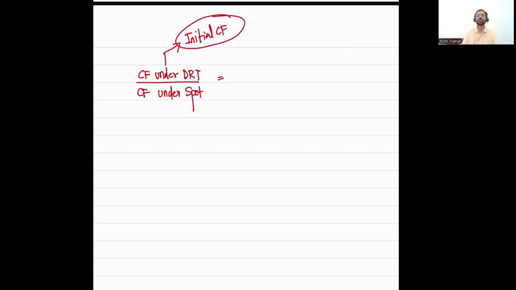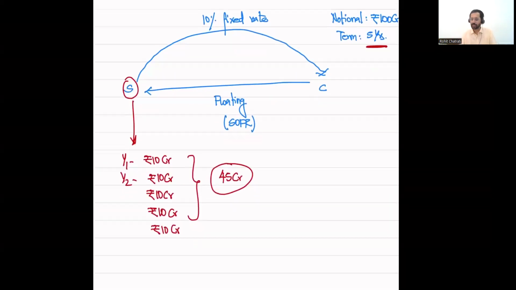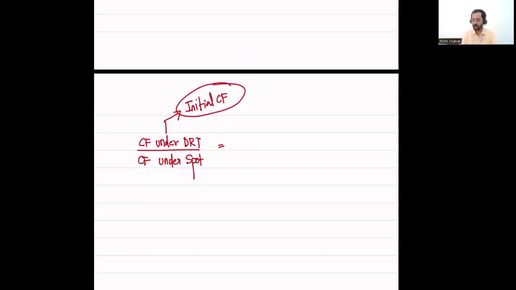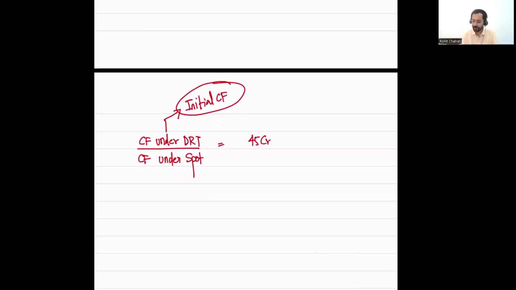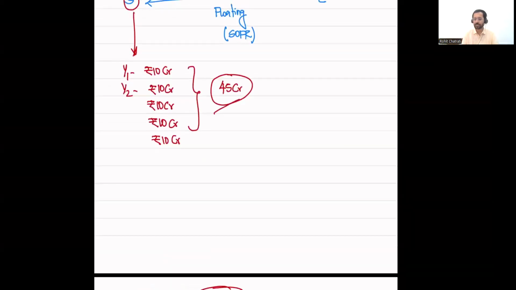Now, to enter into this position in the derivative market, how much are you required to pay? What is your initial investment divided by the cash flow that you would make for a similar position in the spot market? The initial investment under the derivative contract, we are presuming, let us say, is 45 crores. I'm assuming this is equal to 45 crores, the present value of 50 crores discounted at the current market rates.